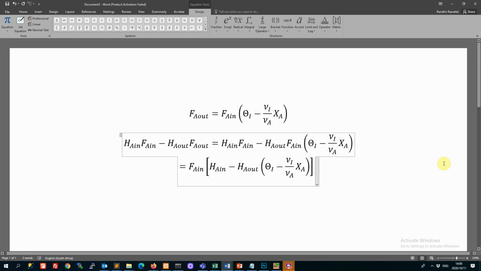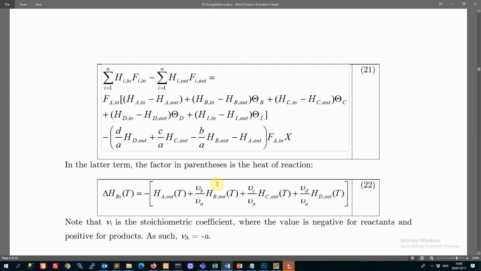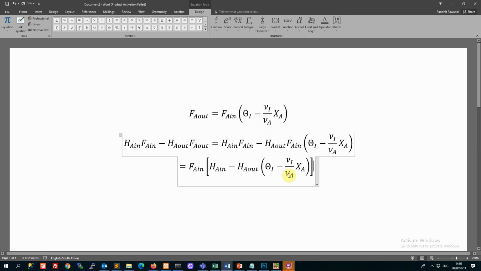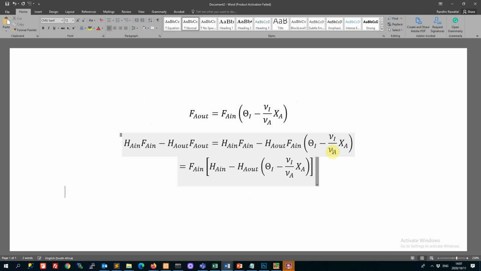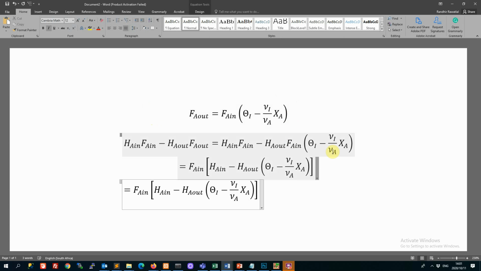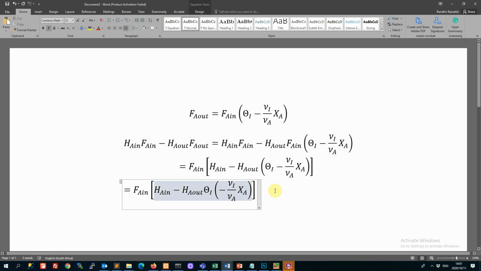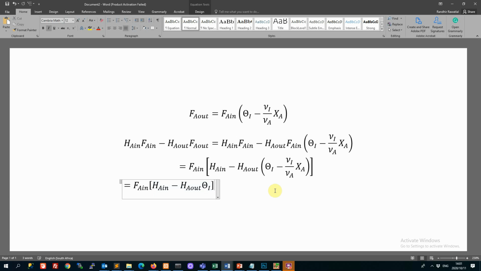If we try to group HA in, you can see you can group it like this, and then this theta I. So what we did there was we further wrote it like this. So we remove this theta I here, and then we kept this term as a separate one. So you can see there's another term here, minus FA in, HA out, nu I over nu A XA.